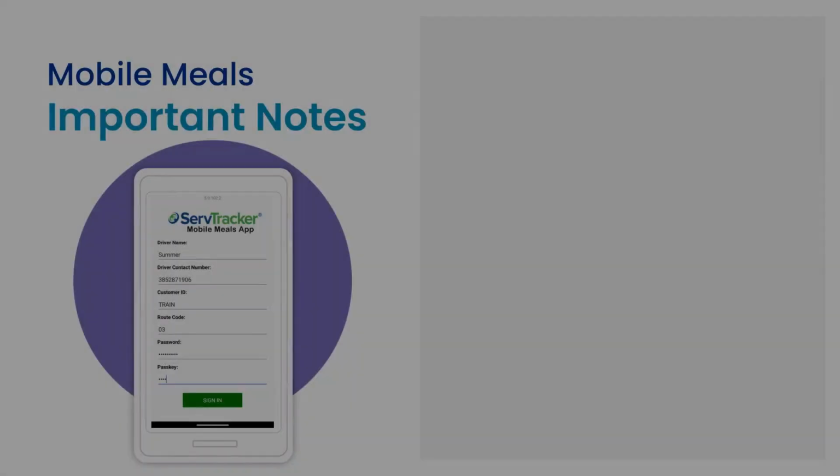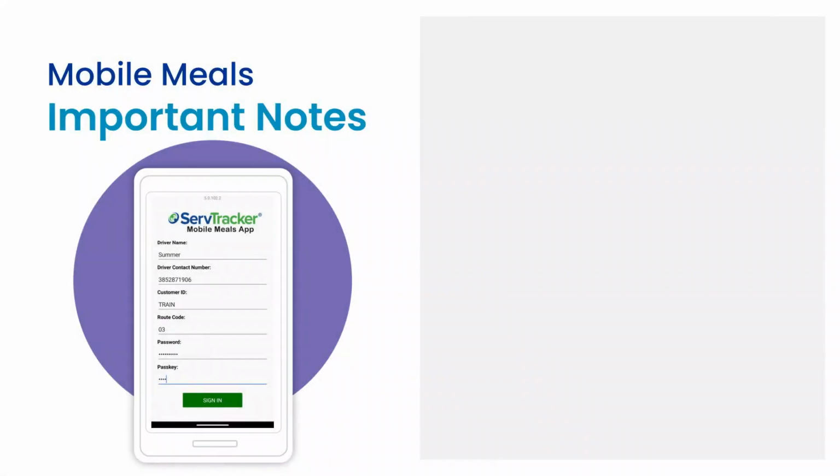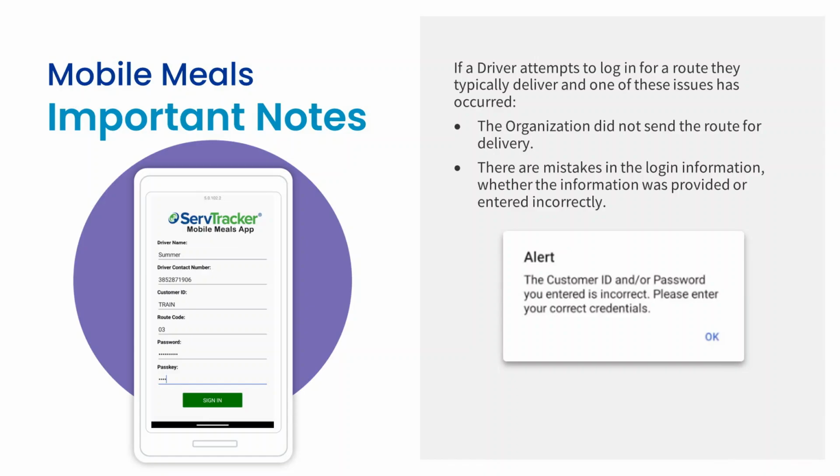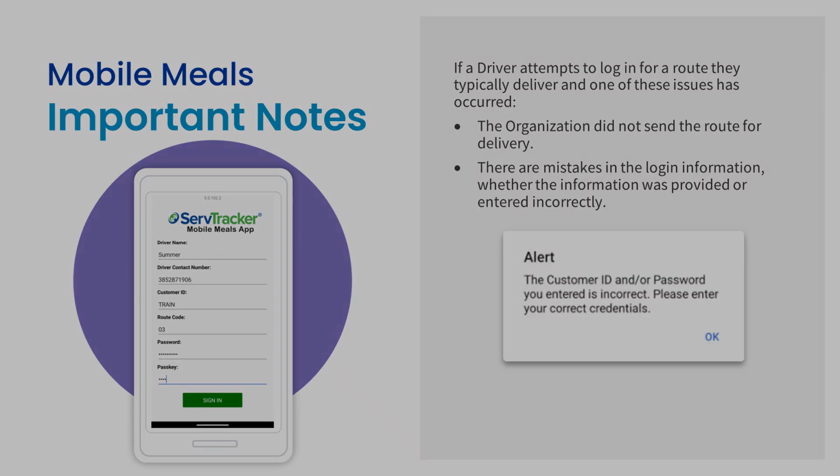The last item we will review is important notes. If a driver attempts to log in for a route they typically deliver and one of these issues has occurred, the organization did not send the route for delivery. There are mistakes in the login information, whether the information was provided or entered incorrectly. The driver will see this error message. Select OK, then retype the information to try again. If you are unable to log in again, contact the organization for assistance.